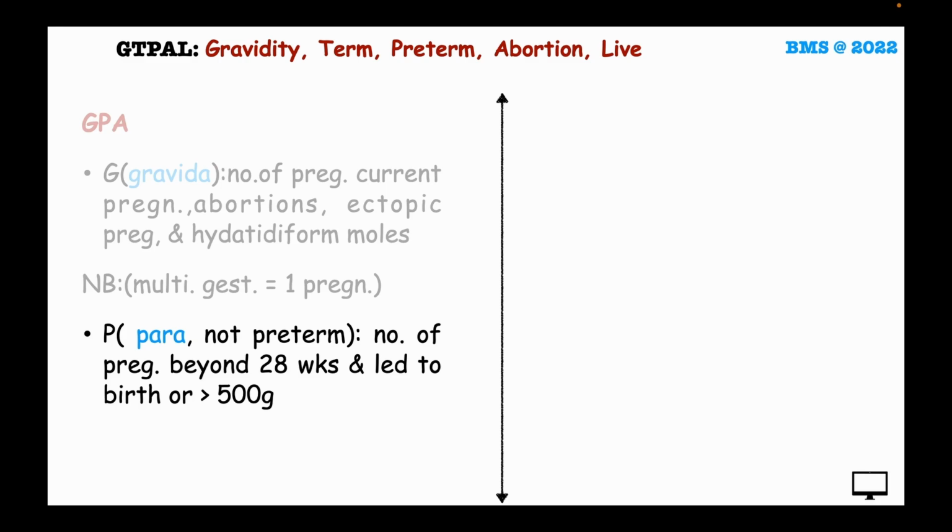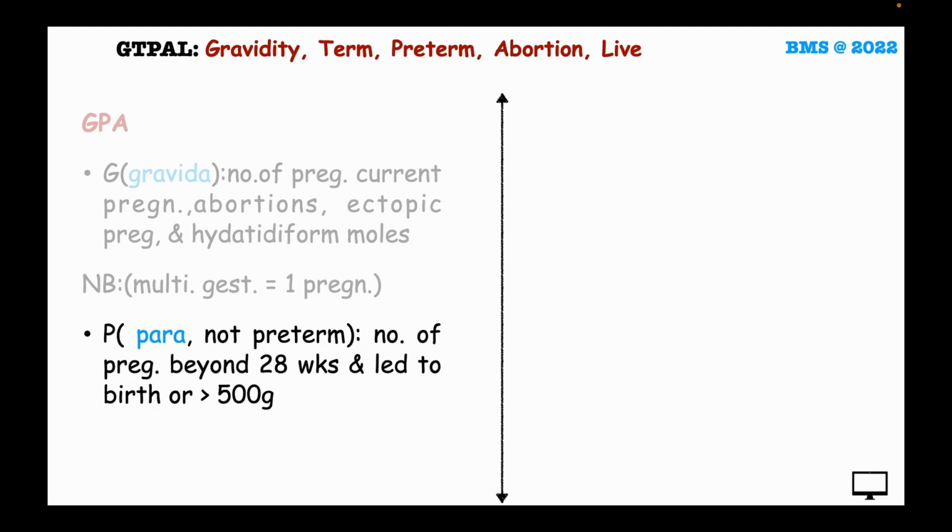And it talks about the number of pregnancies which has gone beyond the 28 weeks of gestation or has gone beyond the period of viability, as we explained earlier on, and also led to the birth of a baby who weighed more than 500 grams. And so if the woman delivered before the 28th week of pregnancy, in developing worlds, we will consider it as an abortion, as well as if the birth weight is less than 500 grams. We will consider it as an abortion.